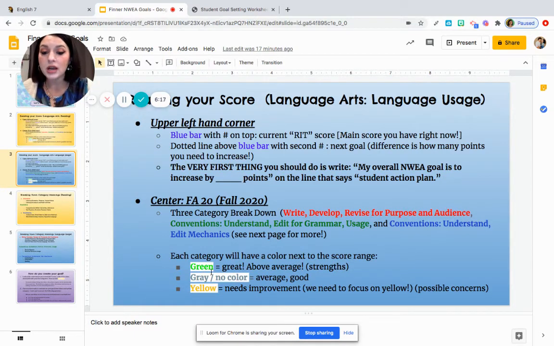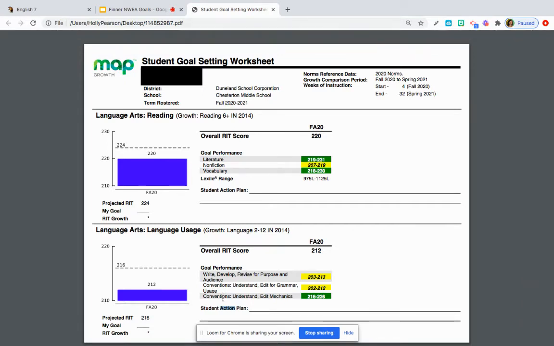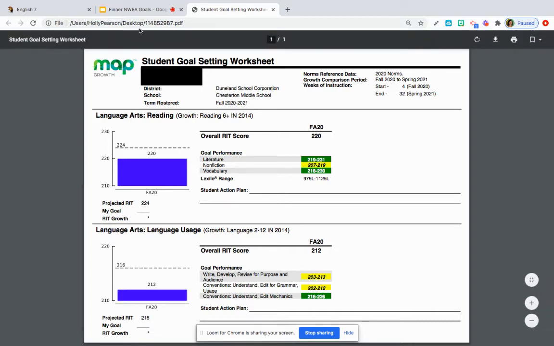Again, green is great, gray is average or good, yellow is we need to stop and reflect. So if we go to this student, for Write, Develop, Revise for Purpose and Audience, they needed to improve there. They had a yellow, so that was a pause and reflect. Same with conventions, editing for grammar, but they did well with conventions, understand and edit for mechanics. So they did really well. So this is an area that they don't really need to focus on because they're already doing really well. That's a strength of theirs, whereas the 2 yellows are where they would need to focus.